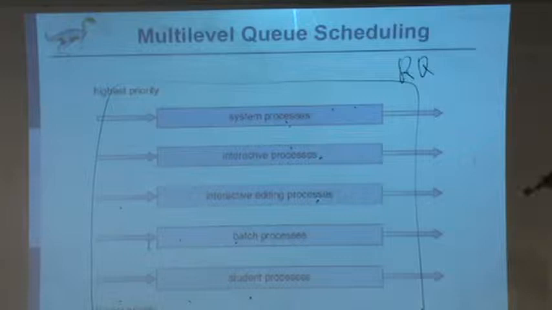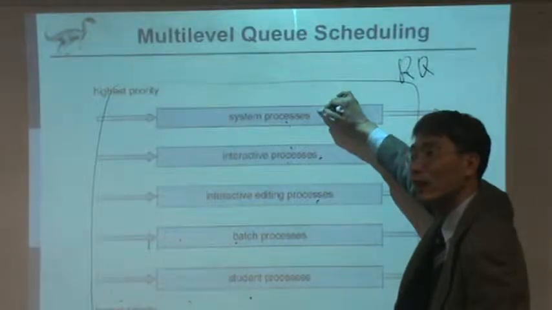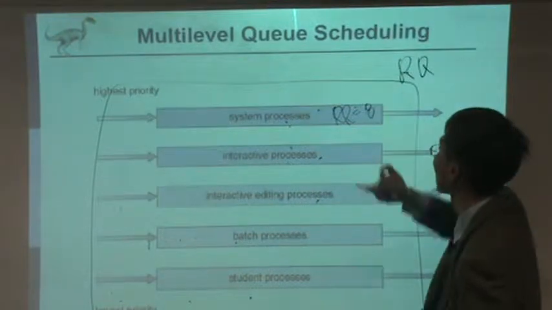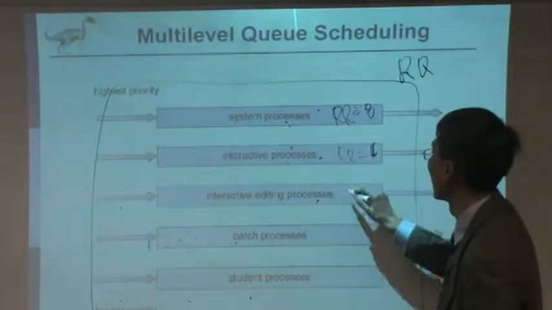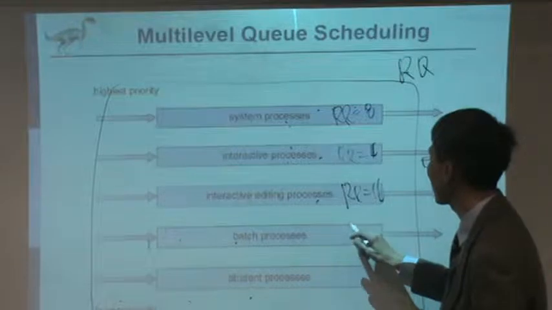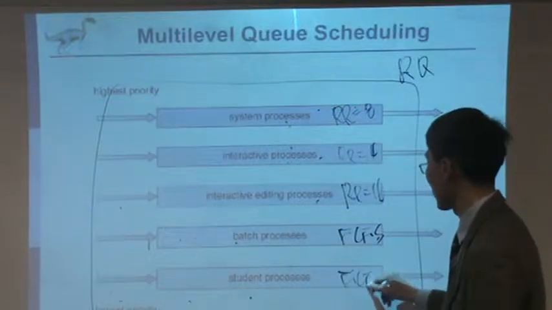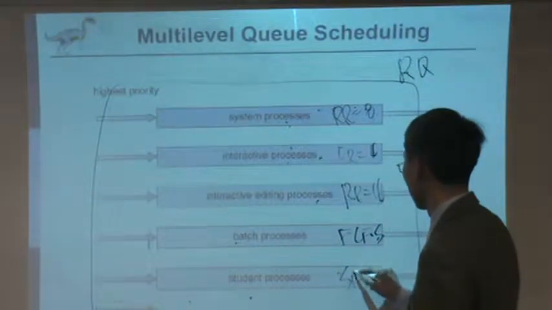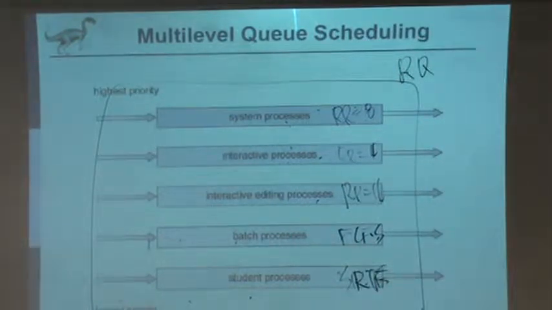Then design the multiple queues, and assign different scheduling algorithms. This one is round robin with quantum size 8, this one round robin with quantum size 4, this one round robin with quantum size 16, this one first come, first serve, and this one is first come, first serve or something else, like shortest remaining time first. We can assign different scheduling algorithms.